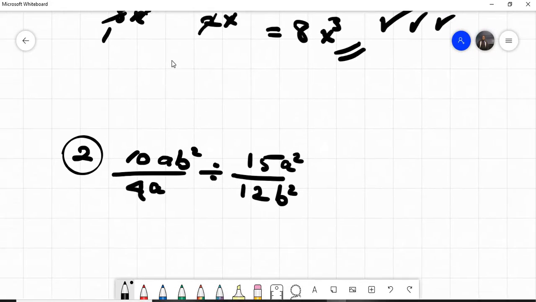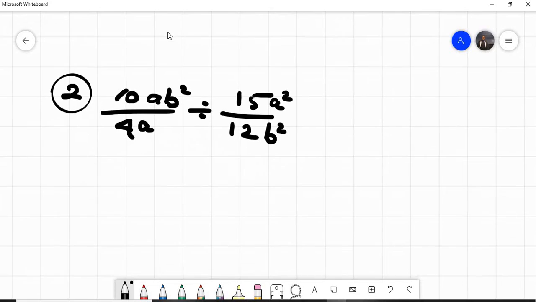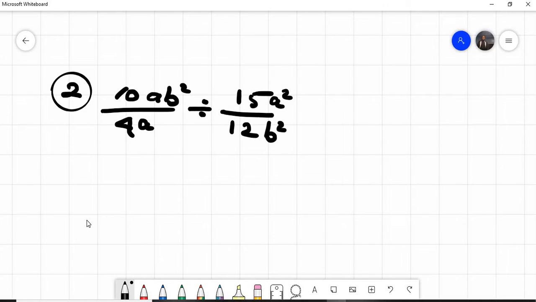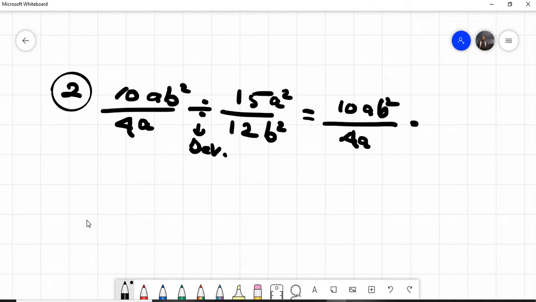Our second example, we are given this one written as a division. We have to change it into multiplication, as we know with fractions. So this equals 10ab squared over 4a, times, we change it and flip it, 12b squared on top, divided by 15a squared.